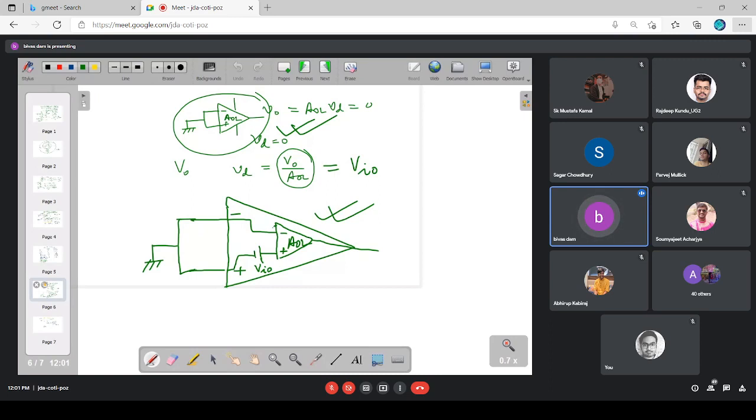So to introduce that term, we are assuming the presence of this VIO. Remember, this is one purely fictitious voltage source. This is not any real voltage source.